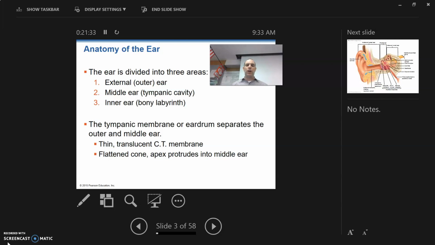The tympanic membrane, or eardrum, separates the outer and middle ear. It's a thin, translucent membrane. It's a flattened cone, and it protrudes into the middle ear.